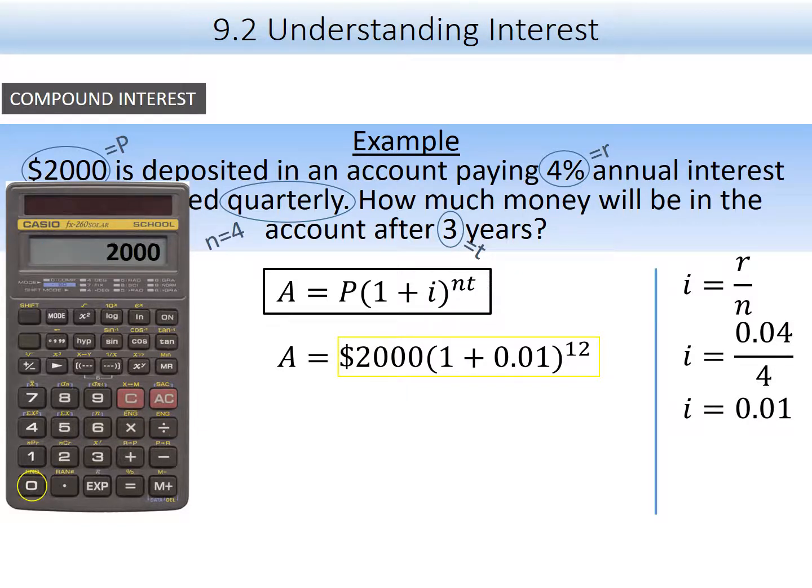2000 equal. Notice I did the entire calculation in the calculator. And that's the best way to do it. So you'll end up in that account after 3 years, $2,253.65.